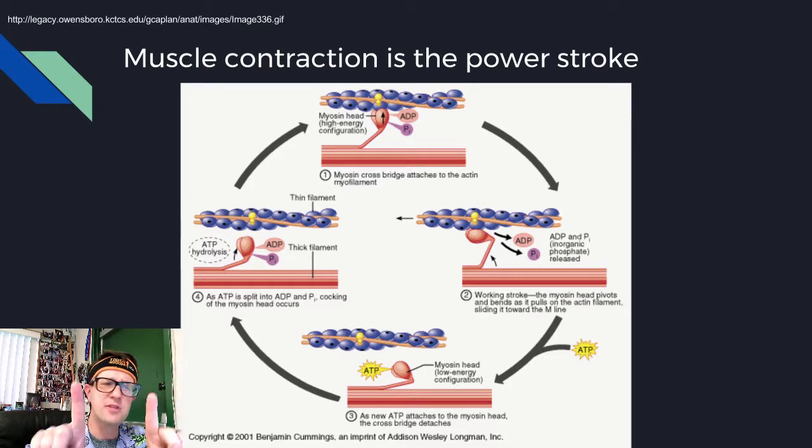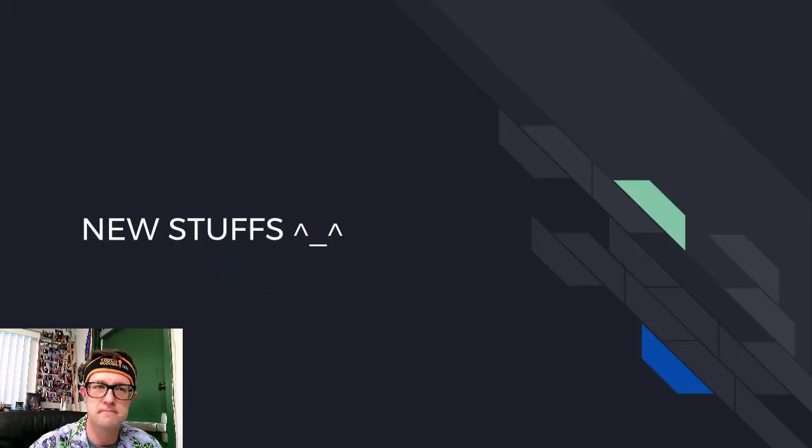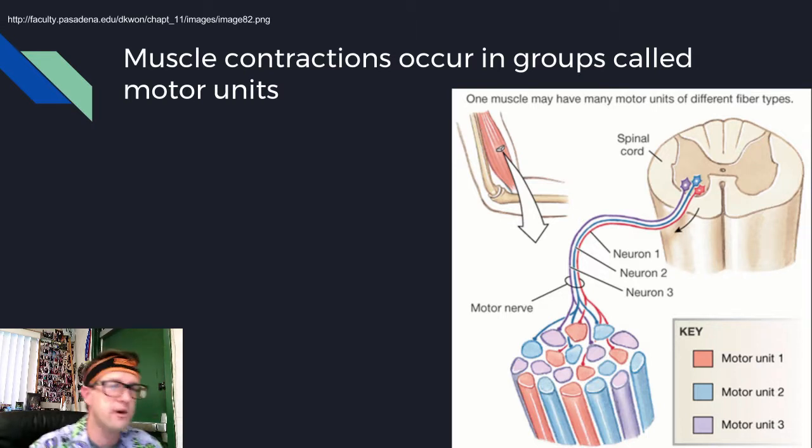In order to reset this, we add ATP. ATP will break the cross bridge, reset it so that it can reattach and shorten again. We'll add ATP, shortens again. Add ATP, shortens again. Add ATP, shortens again. This cycle will continue until we run out of ATP, calcium, or neurotransmitter. That's the story so far.